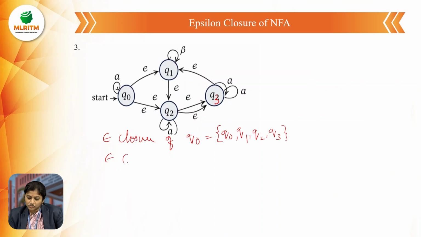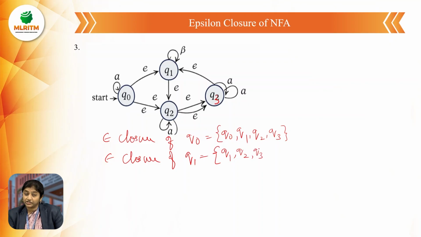Next, epsilon closure of Q1. Epsilon closure of Q1 means the same state first, that is Q1. Then from Q1, what is connected again? Q2 is connected. Next from Q2, what is connected? Q3. Again from Q3, it is connected to Q1. So no need, because already Q1 we have taken, so no need to repeat the state.